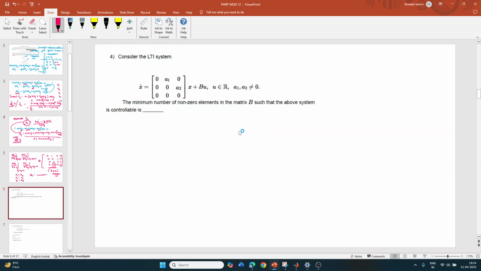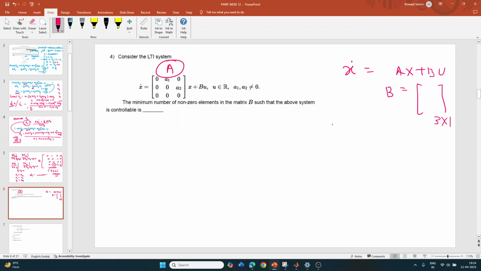This is a very simple question, I think. Consider the LTI system, whatever the system is given to you, you know that x dot equal to Ax plus Bu. Now the A matrix is given to you. The question is the minimum number of non-zero elements. The B matrix he has not given to you, you have to find it out. This is a 3 cross 1 matrix. Then the minimum number of non-zero elements in the matrix B such that the above system is controllable.